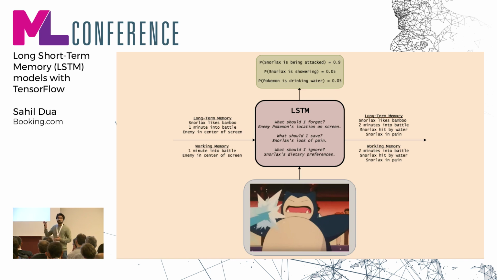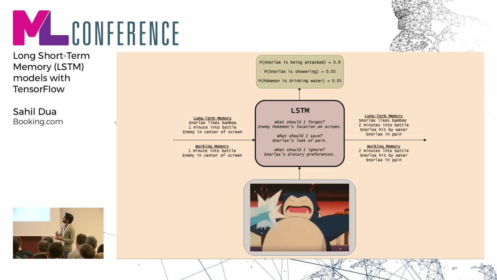So this is what LSTM is going to do. It's going to see what should I forget. It's going to say, okay, Pokemon's location is not important, so it's going to forget that. It's going to see what should I save new from this particular image. It's going to see that it should save the state of the Pokemon in this case.